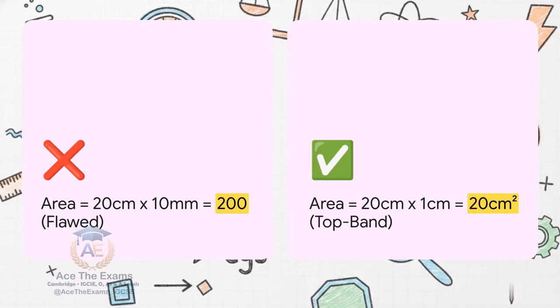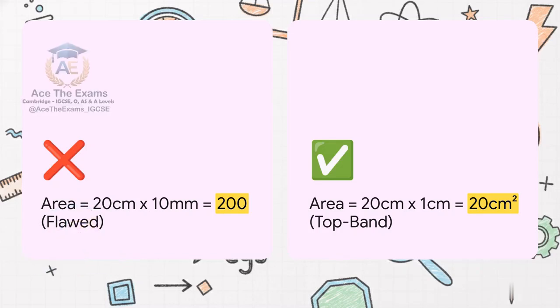Okay, let's dive into this. On one side, we have a fatal yet incredibly common flaw. The student multiplies 20 centimeters by 10 millimeters, getting 200. Now, the math checks out perfectly on a basic calculator, right? But in a physics exam, it's a total disaster.